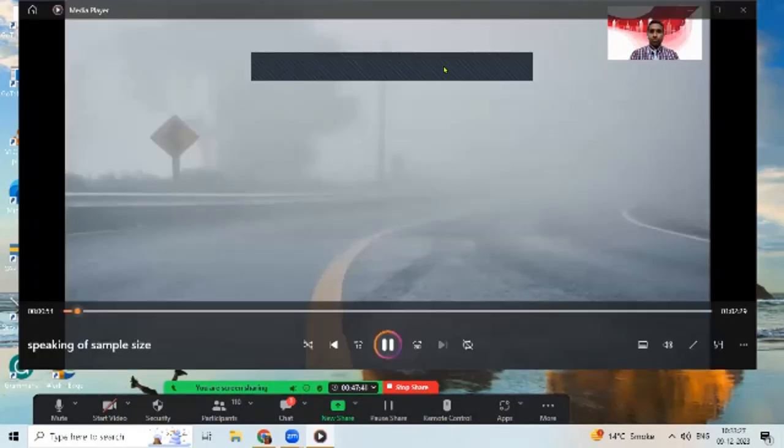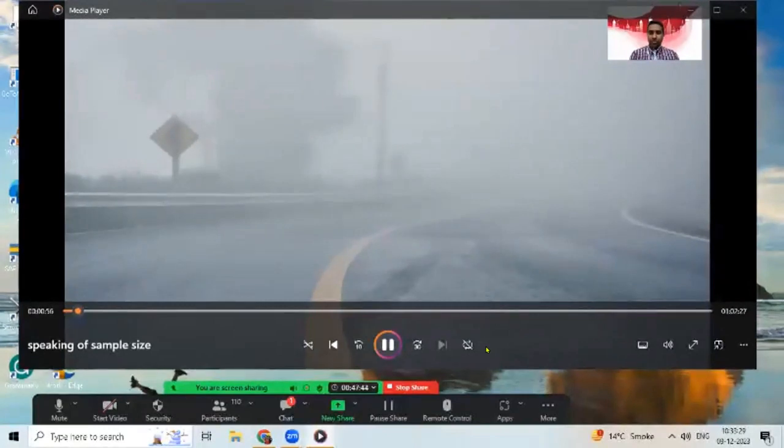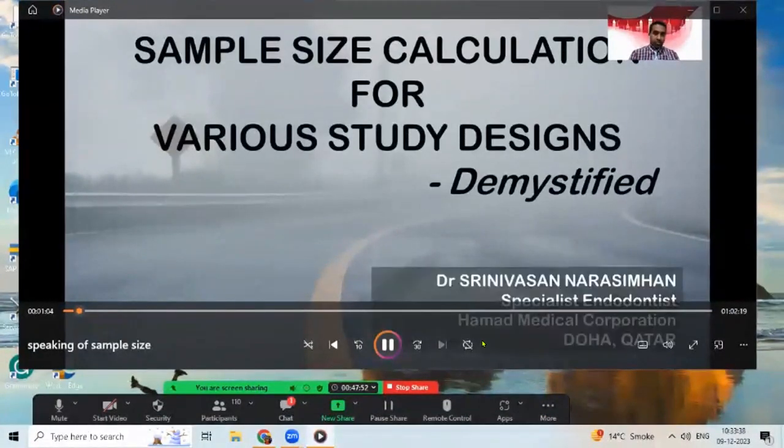This road is full of mist. Though it is full of mist, we need to cross this road by understanding some basic concepts. The purpose of my presentation is to demystify the concepts involved in sample size estimation by giving some practical examples which we undertake during our academic research.